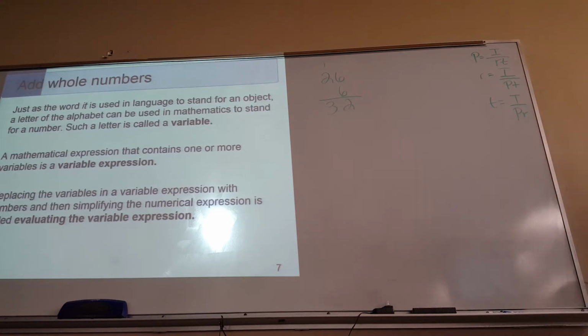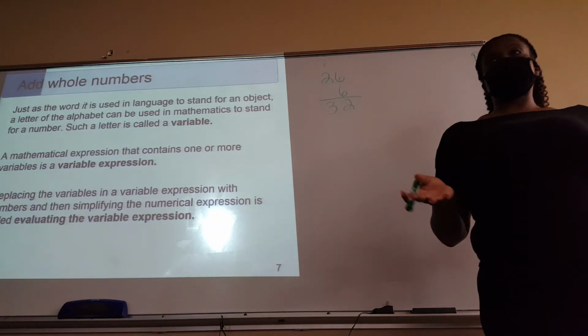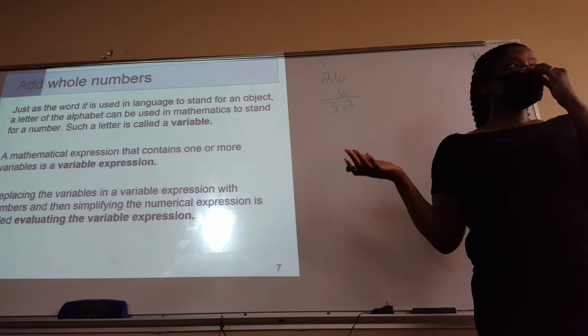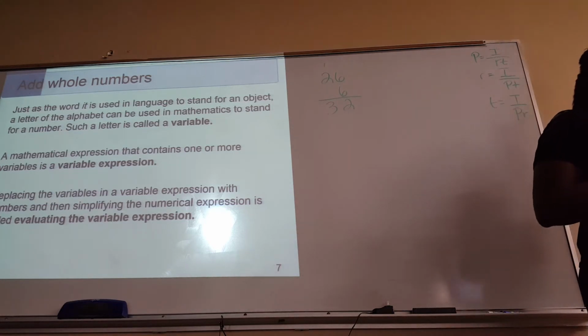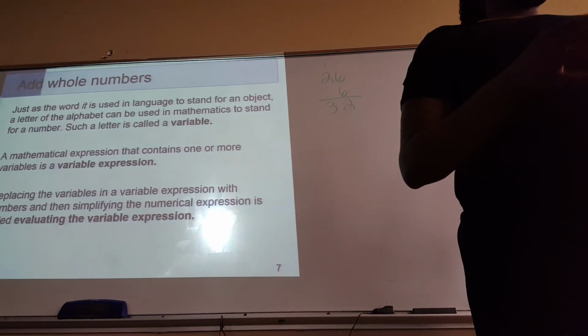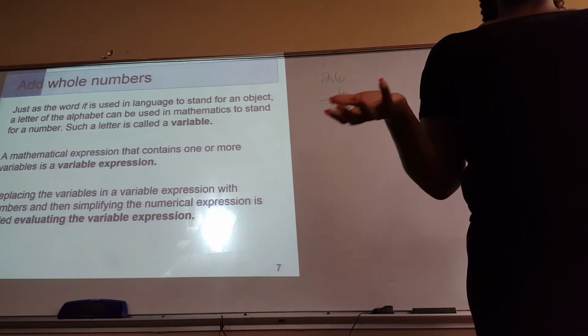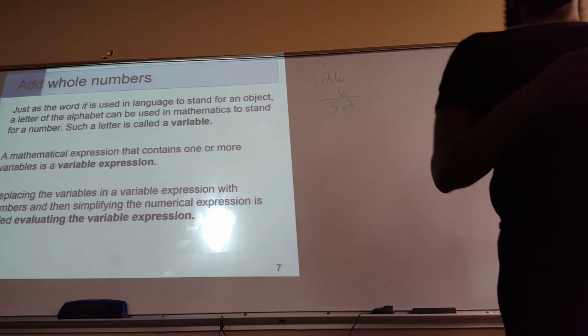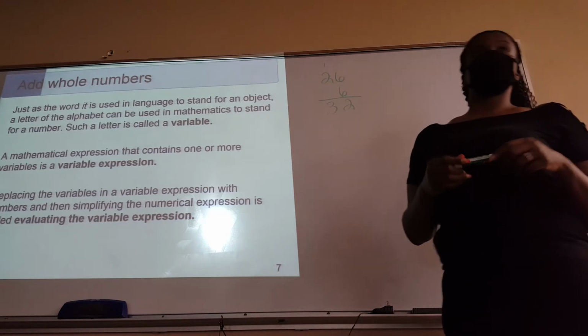All right. Just as a word is used in language to stand for an object, a letter of the alphabet can be used in mathematics to stand for a number. So we call those letters A, B, C, X, Y, Z variables. A mathematical expression that contains one or more variables is going to be a variable expression. So that means if we have something like A plus B equals 26, that can be called a variable expression because it has more than one.